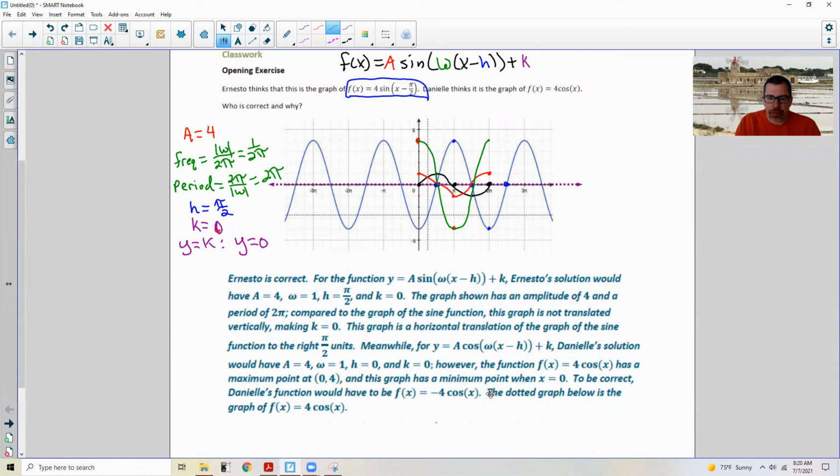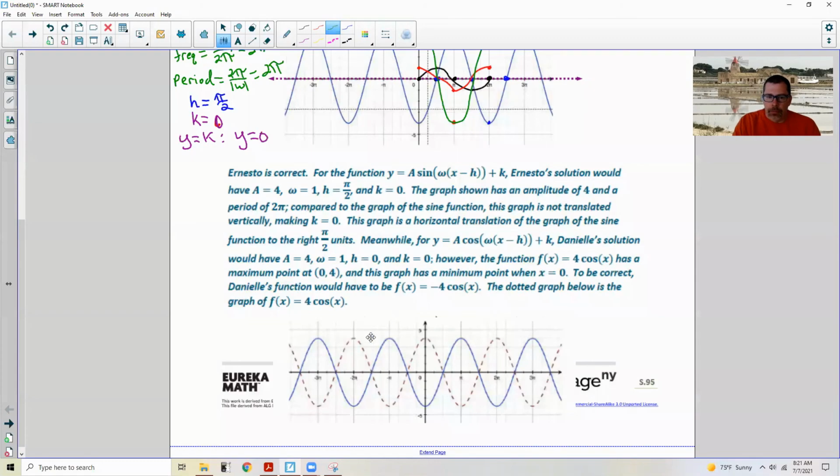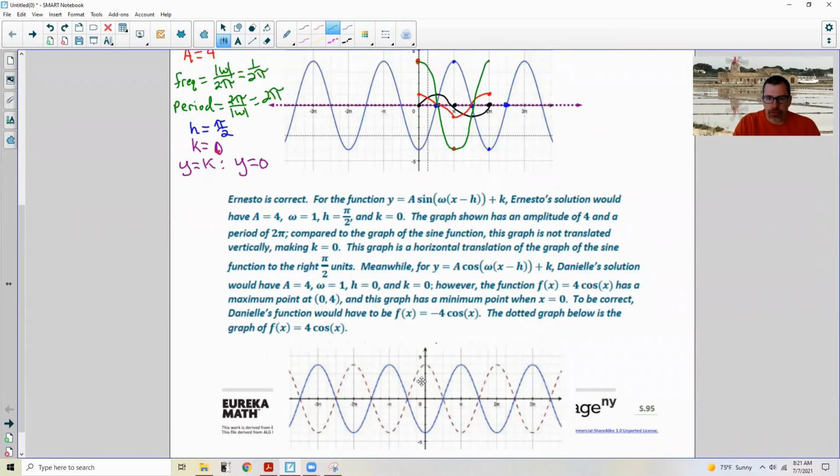The dotted graph below is the graph of f of x equals 4 cosine x. Okay, so this would be 4 cos x. So notice the difference. The dotted line, which I graphed in green, just 1 period.